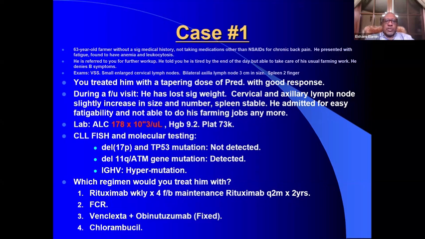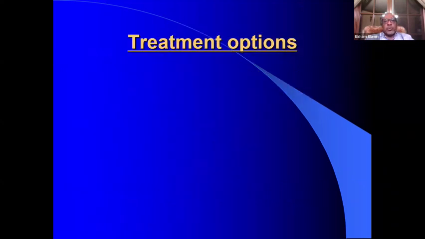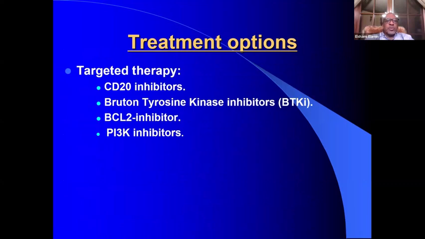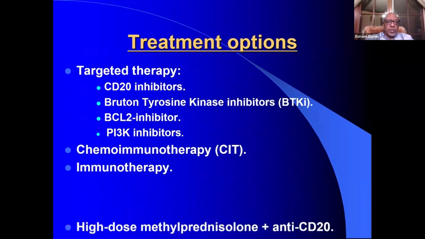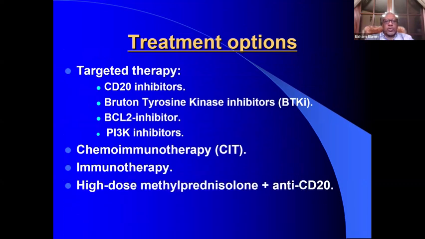Our patient is symptomatic. Keep in mind, he has deletion 11q and he has mutated IGHV. So now, let's talk about treatment options for CLL. So our options are targeted therapy, which is CD20 inhibitors, BTK inhibitor, BCL2 inhibitor, and PI3K inhibitors. And of course, chemoimmunotherapy, like FCR, and immunotherapy, or high-dose methylprednisolone.